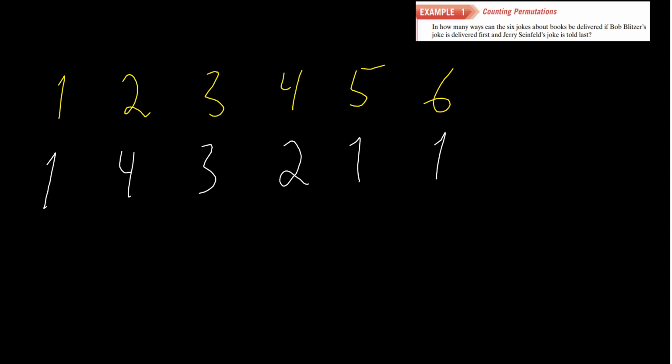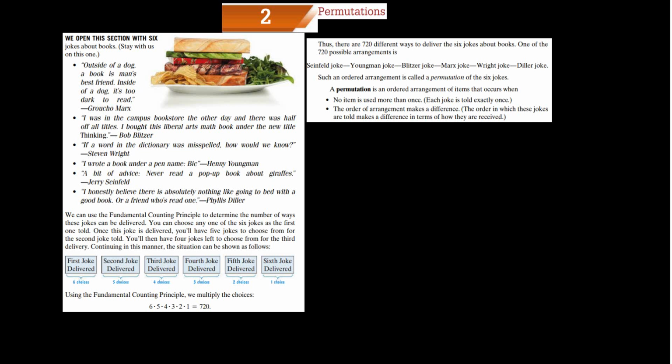And then of course from here it just becomes multiplication, right? 1 times 4 times 3 times 2 times 1 times 1. Okay, and that is equal to, can we do this in our head? 4, and then 4 times 3 is 12, 12 times 2 is 24, 24 times 1, and then times 1. So there are 24 different ways to tell these jokes if Blitzer's joke is first and Seinfeld's joke is last.